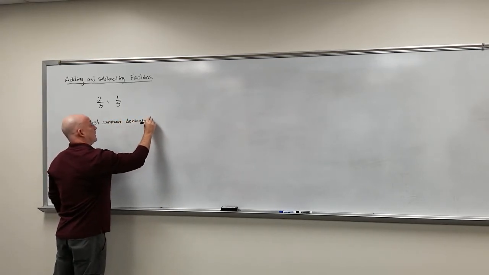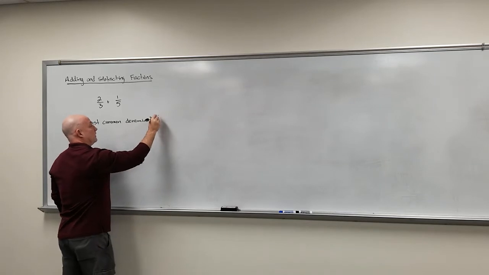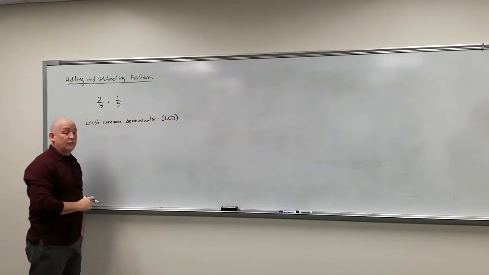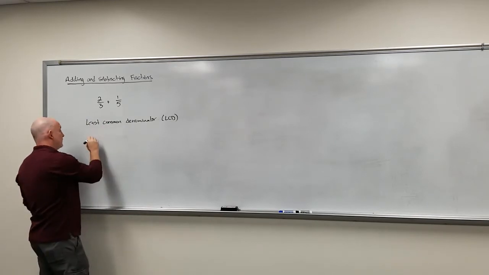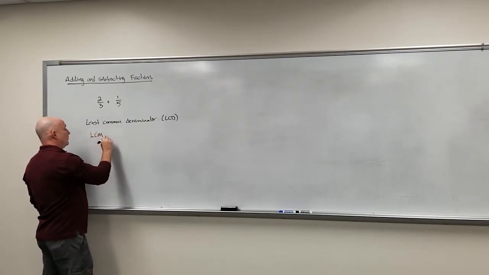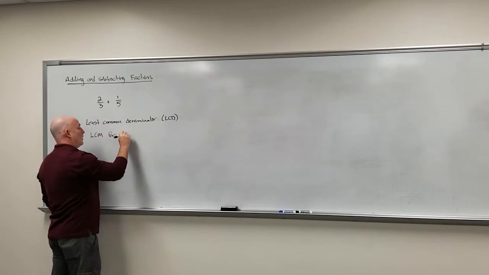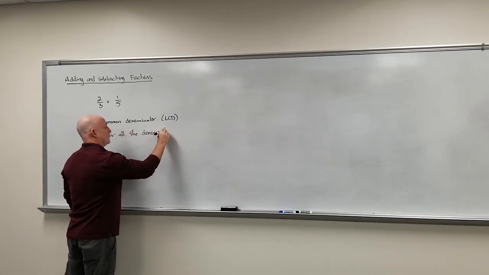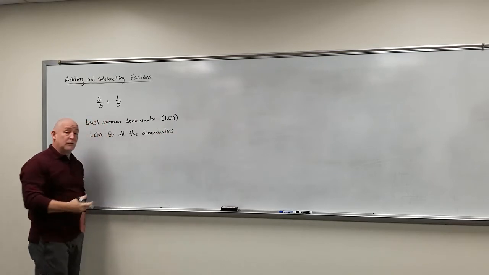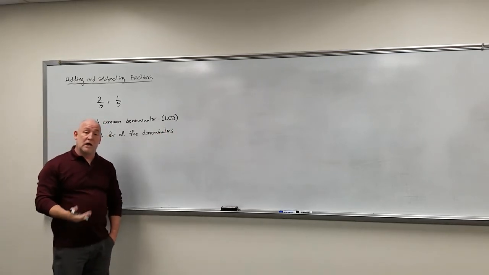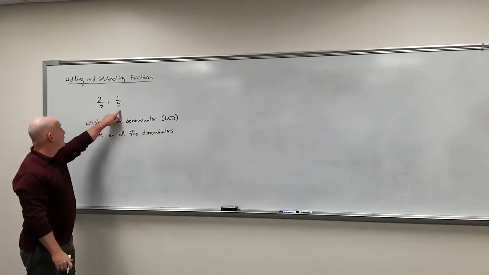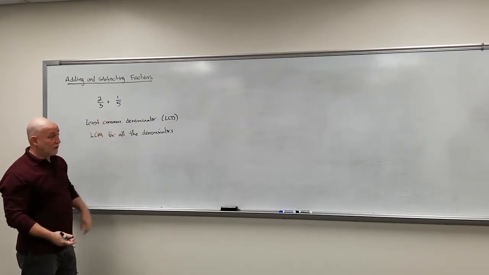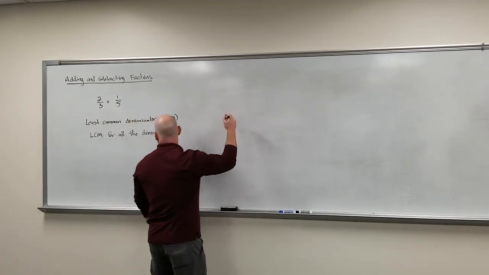Now, the least common denominator, which we generally abbreviate LCD, is really just the least common multiple for all the denominators. Okay, so that's good news because we've already seen how to find the least common multiple. If we're looking for the least common denominator for 3 and 5, we're looking for the least common multiple.